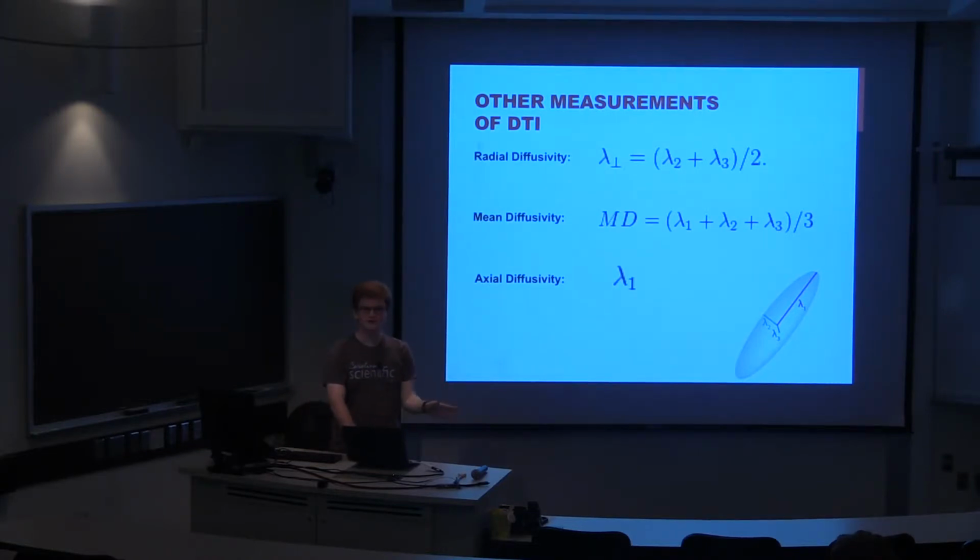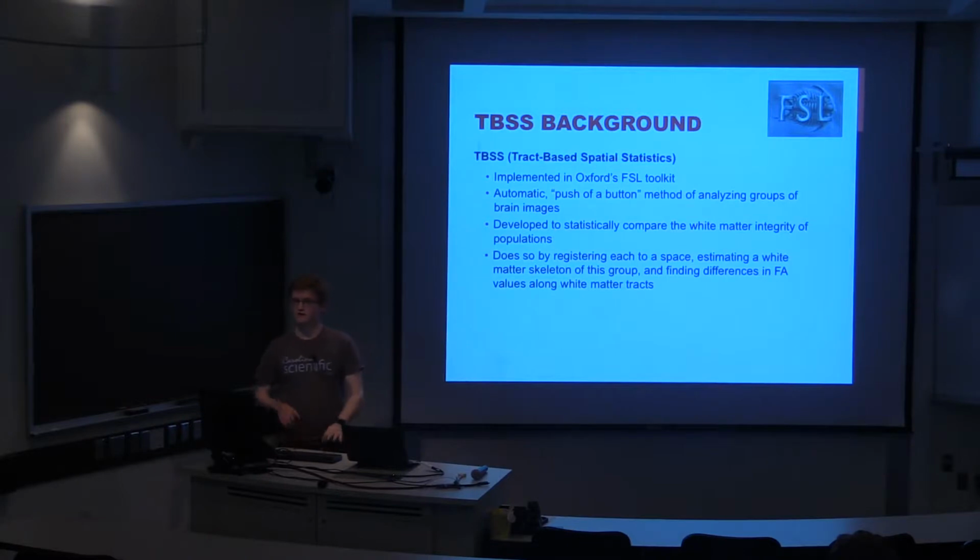Okay, so that's just explaining what these data formats are. These are images of people's brains, and so, how do we use diffusion tensor imaging? What is its purpose? This is where TBSS, or tract-based spatial statistics, comes in.